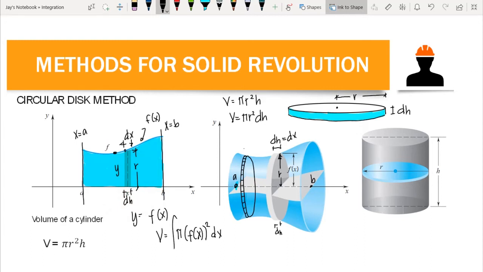Then we can now integrate from the limit a to b. So this is the general form for our disk method. Again, this is just a volume of a cylinder, in which we have our height here that is changing from the limit a to b, and our y here is just the function of x of the curve. Okay, that's the concept of a circular disk method. Now let's try to apply this concept in solving a problem.